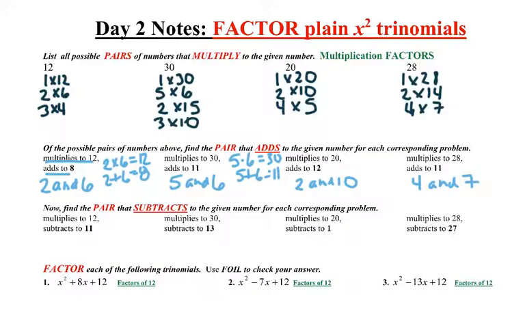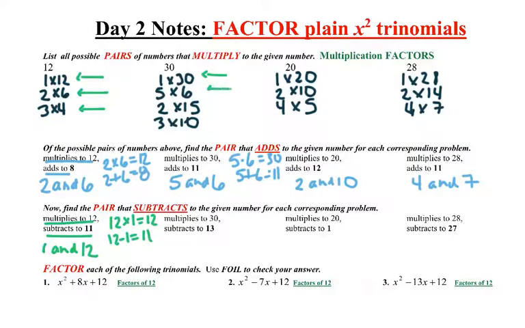One time it's to say, well, what pair of numbers multiplies to a certain number and adds. Now we're going to do what pair of numbers multiplies to 12 and subtracts to 11. So looking again at those same pairs of numbers, it has to multiply to 12 and subtract to 11. Right, 1 and 12, because 12 times 1 is 12, and 12 minus 1 is 11.